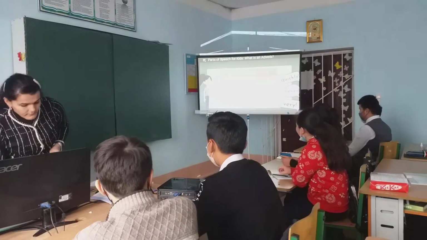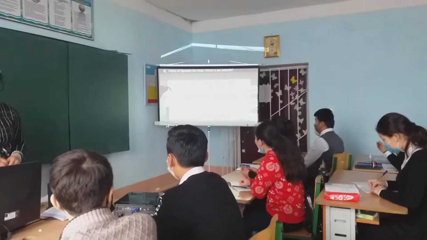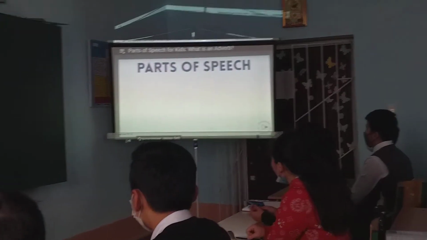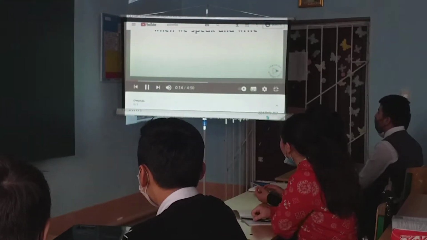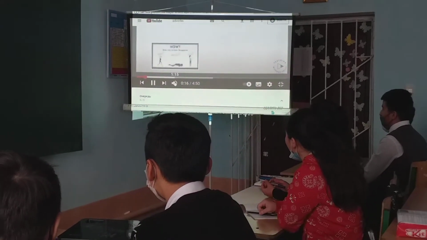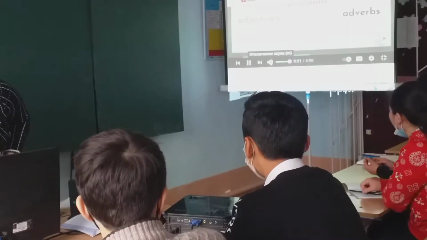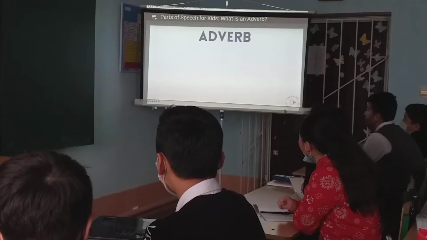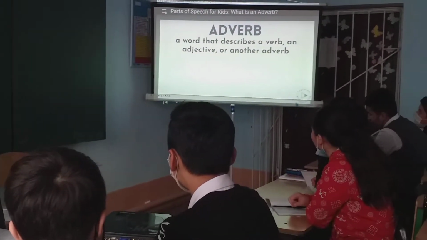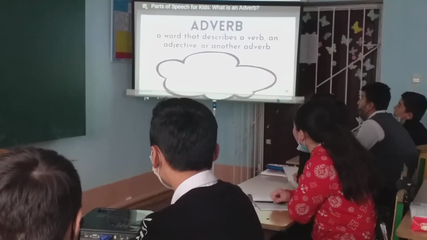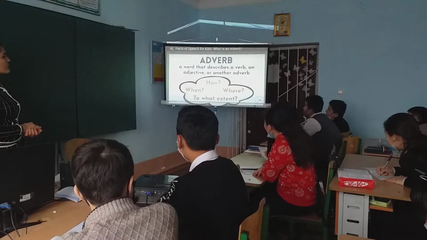For kids, what is an adverb? By Teaching Without Frills. Parts of speech are different types of words we use when we speak and write. There are 8 main parts of speech: nouns, verbs, adjectives, adverbs. An adverb is a word that describes a verb, an adjective, or another adverb. Adverbs often help answer the questions how, when, where, and to what extent.